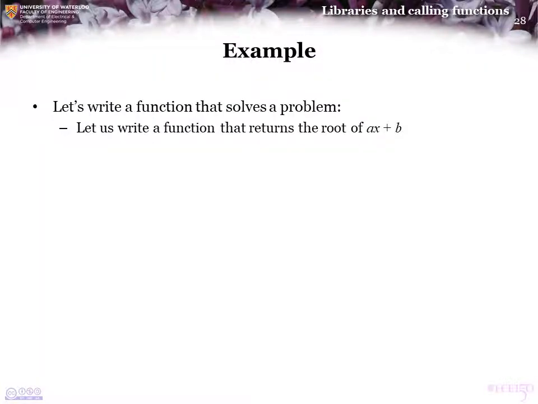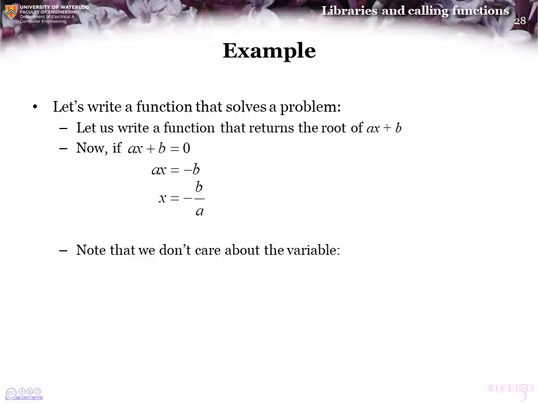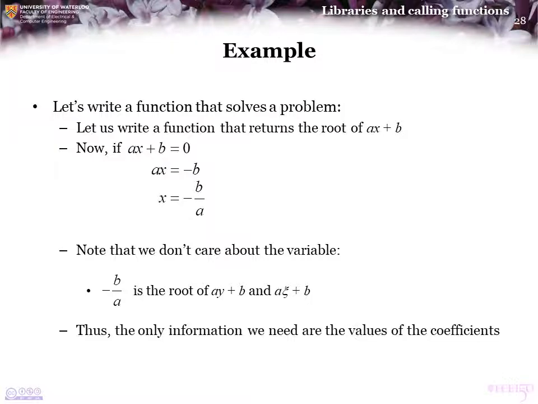Now let's write a function that solves a specific problem. We're going to write a function that returns the root of the linear polynomial ax plus b. Now, if ax plus b is equal to 0, then ax must equal negative b, and therefore x must equal negative b over a. Note that we don't really care about the variable. Negative b over a is also the root of ay plus b and a xi plus b. Consequently, to find the root of this polynomial, all we really need are the values of the two coefficients a and b.